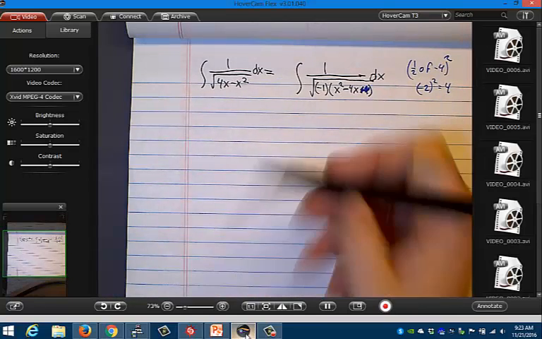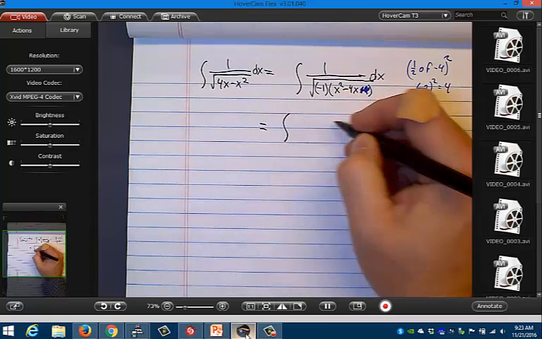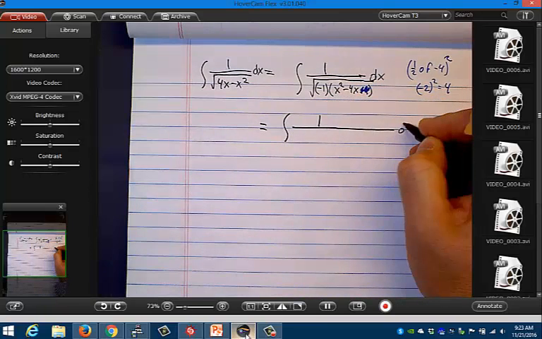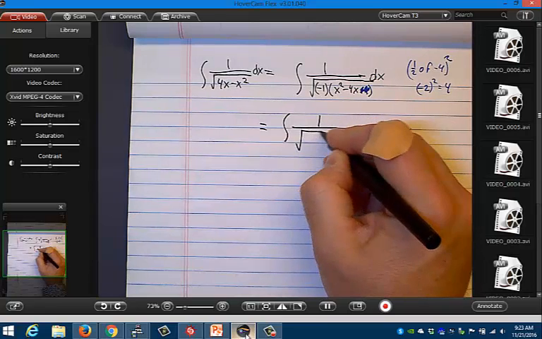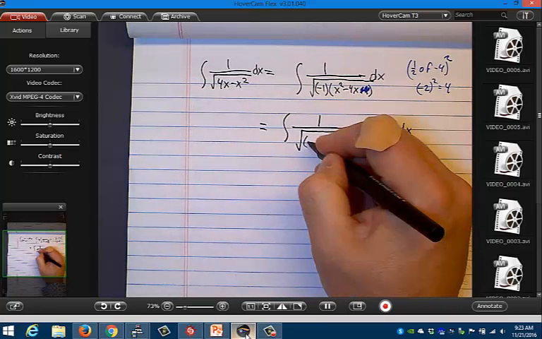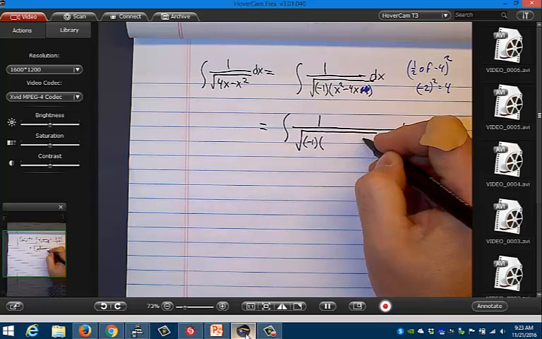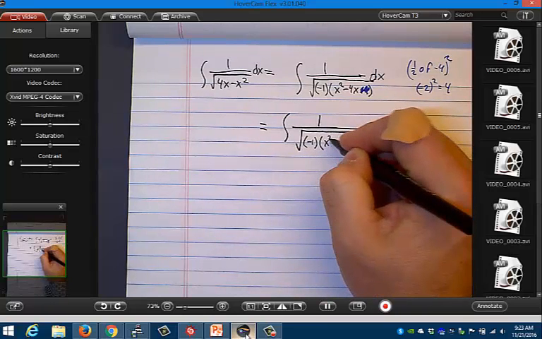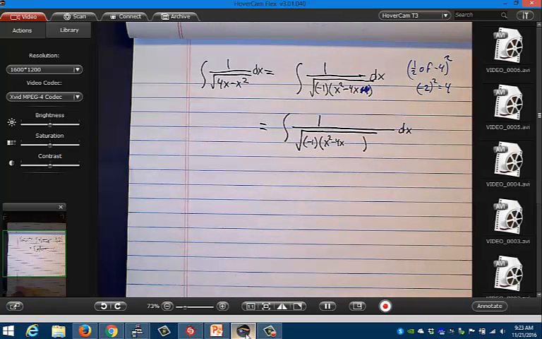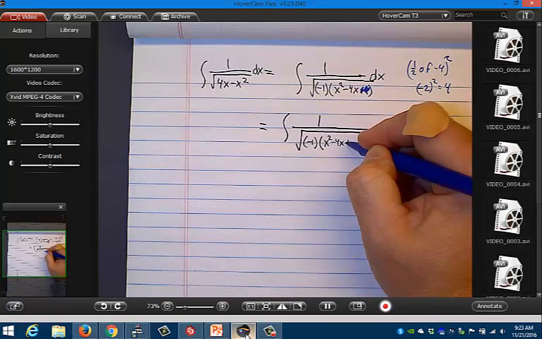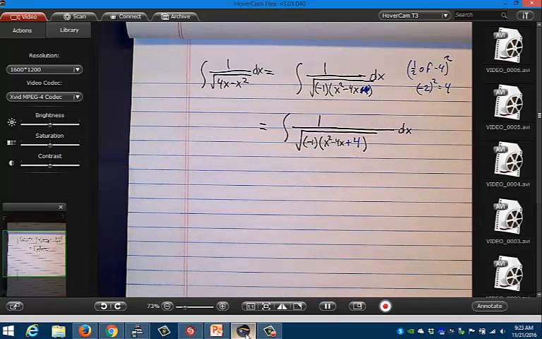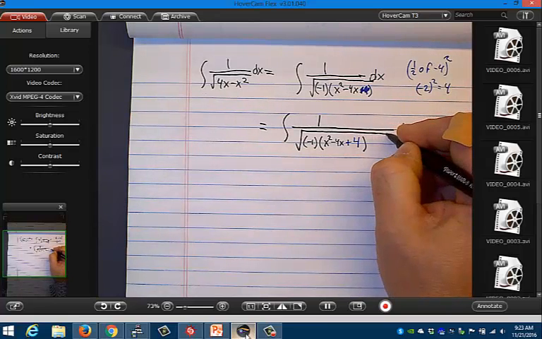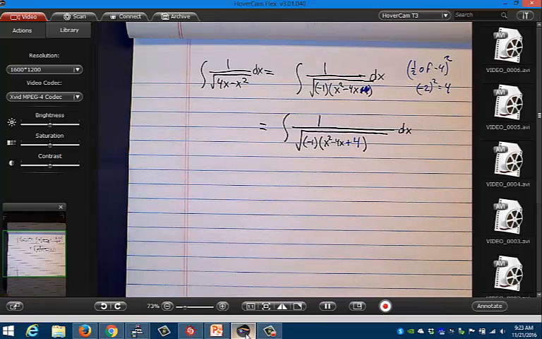So this equals integral 1 over square root of negative 1 times stuff, x squared minus 4x. Now what I just worked out is that I should put a plus 4 here. Are you with me? But you can't just put plus 4. You have to compensate for it. So what else am I going to write? Well, of course, I'm going to write plus 4. What?